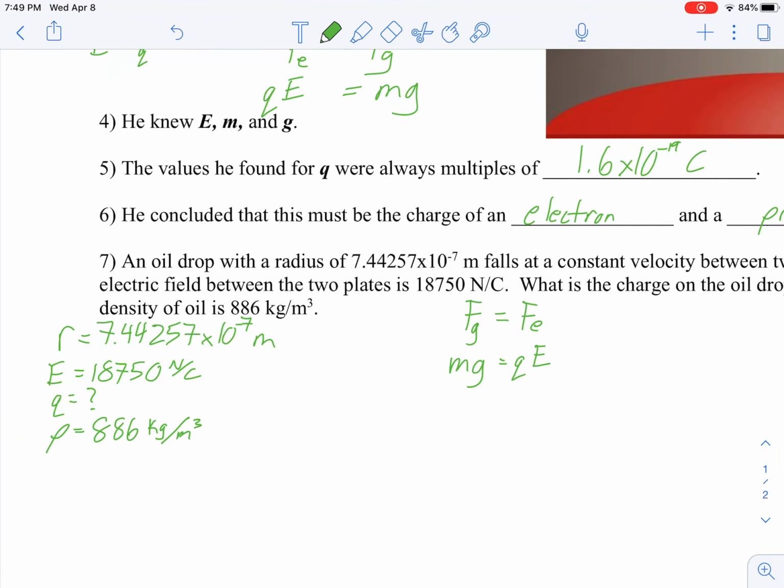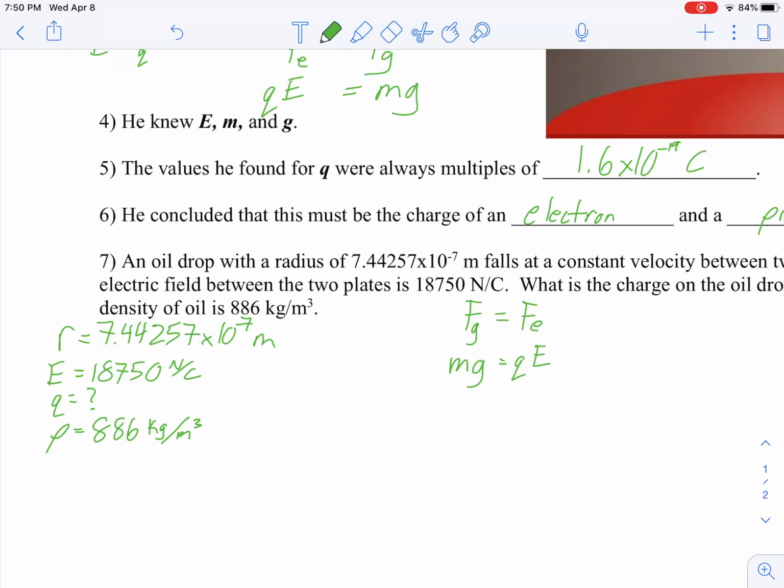But anyway, so we know E, we know G, but we don't know Q. That's what we're looking for. We don't know M either, but how could we get M? How could we get the mass of this oil drop? Well, we know the radius of the oil drop. We know the density of the oil drop, so can't we get the mass?